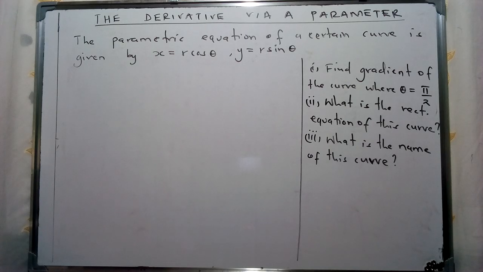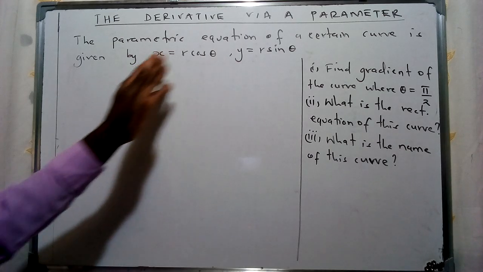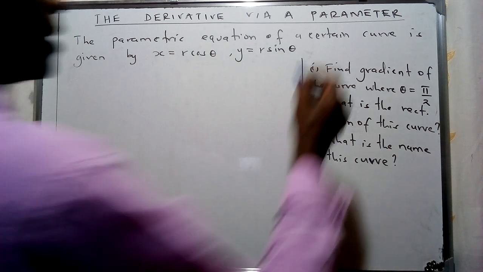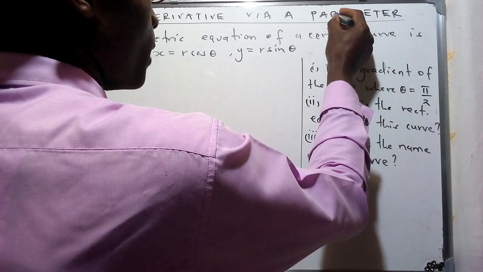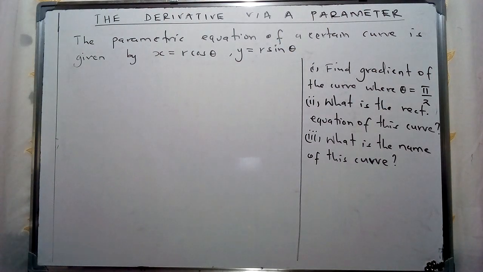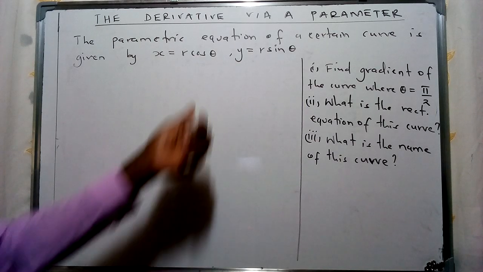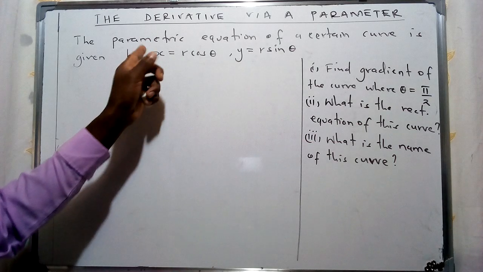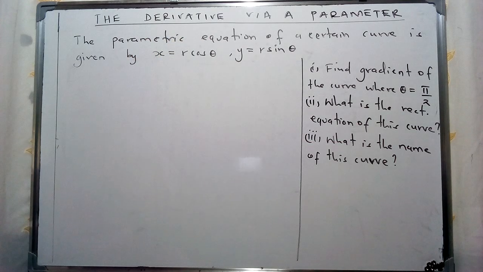In my discussion today, I'm going to look at derivatives via a parameter. This is a concept which we are going to come across, especially in the various representations of curves, which we said can be in rectangular form or, of course, polar form. These are points we are going to come across, especially for what we refer to as a parametric equation.